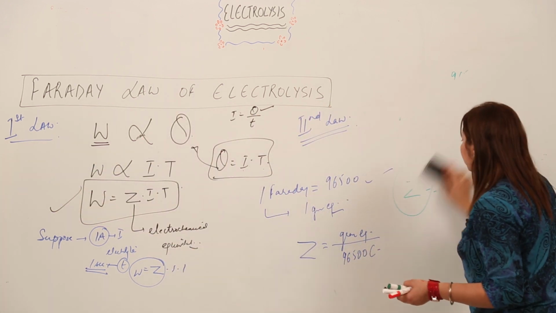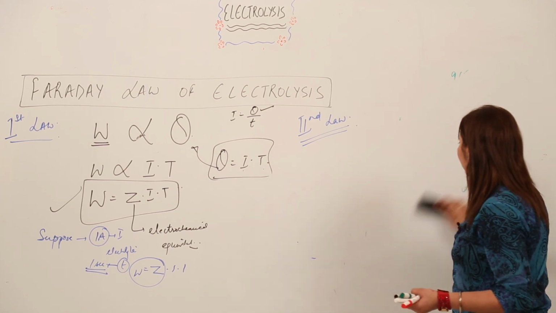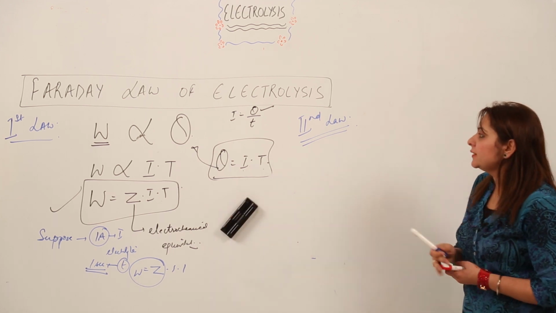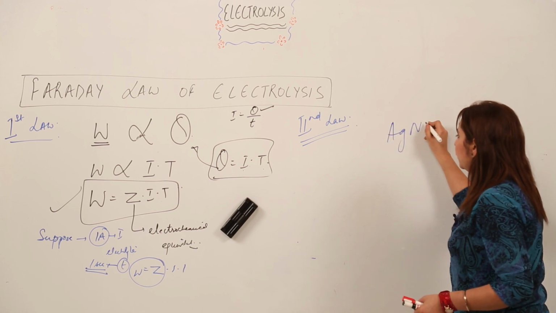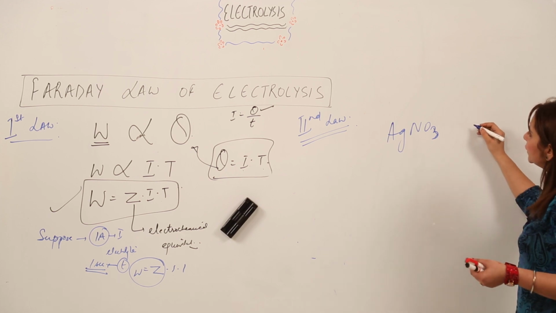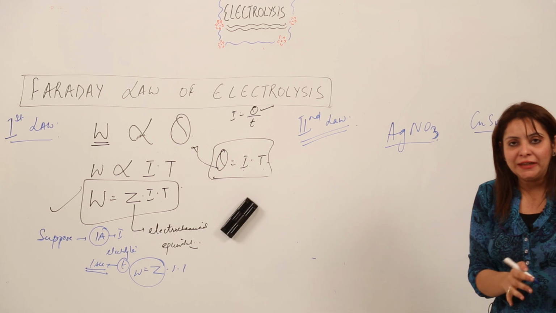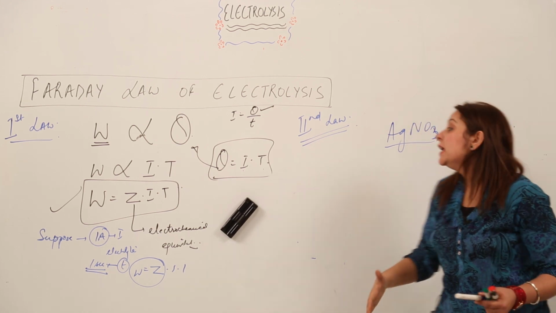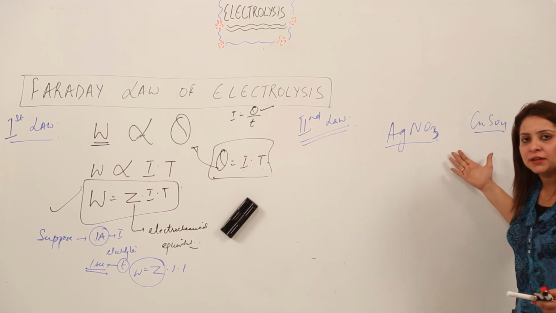The second law is so simple, as simple as the first law. So what does the second law state? Let me give an example. Suppose I have an AgNO3 solution, and I have a CuSO4 solution. I have two beakers in which I am carrying out electrolysis of two different solutions: one is AgNO3, silver nitrate, and another is copper sulfate.